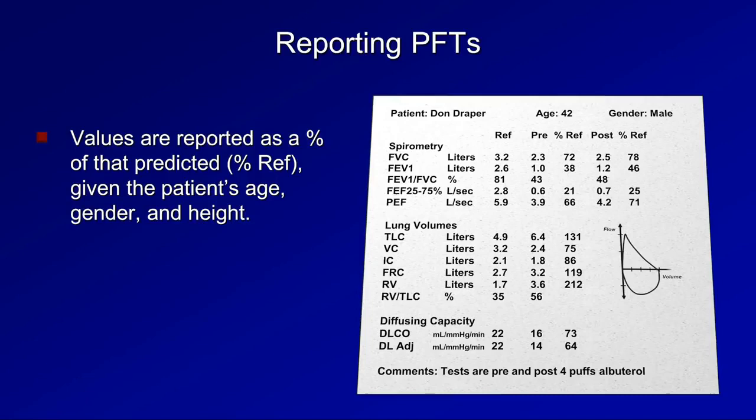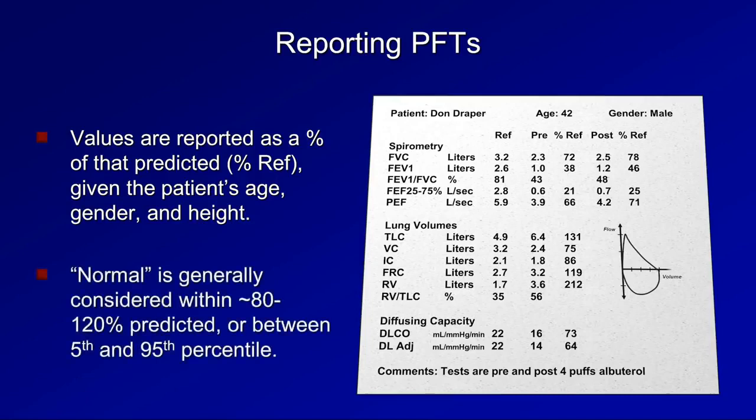What's considered normal varies a little between different physiologic parameters as well as between different PFT labs. In general, a measurement is considered normal if it falls within 80 to 120% of the value predicted for that patient, or if it falls between the 5th and the 95th percentile for patients of identical age, gender, and height. In the US, my impression is that most clinicians prefer the former definition of normal range over the latter for most parameters.